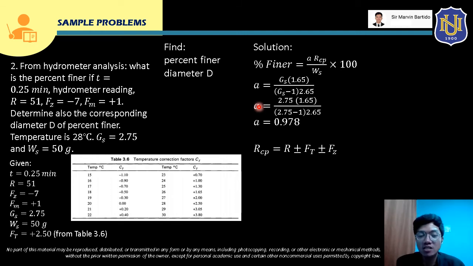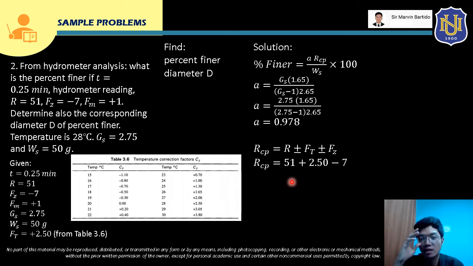Now for the RCP, so this is R plus or minus F sub T plus F sub Z. So yung F sub T meron naman tayo, F sub Z meron din tayo, substitute lang natin. So, yung reading natin is 51. Yung F sub T natin is 2.5 na positive. Ito. And then, yung F sub Z natin, class, is -7. So, this is the corrected reading, no, for the computation of percent finer. So, this is 46.5.